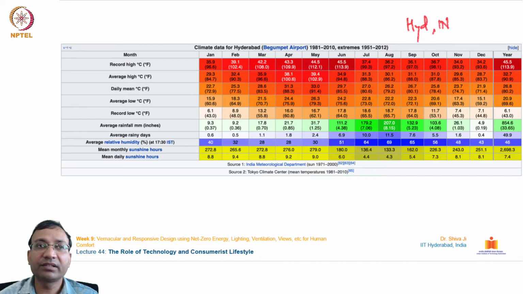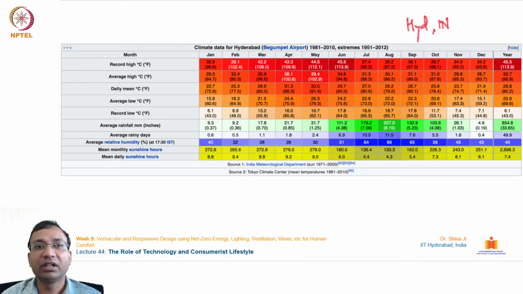In the months, June is considered to be one of the hottest, with an average record high of 45.5, and a daily mean of 29.7 degrees centigrade. The lowest temperature recorded here is 6.1, and I think that was recorded in the month of January. So this is the distribution of temperature over these months.